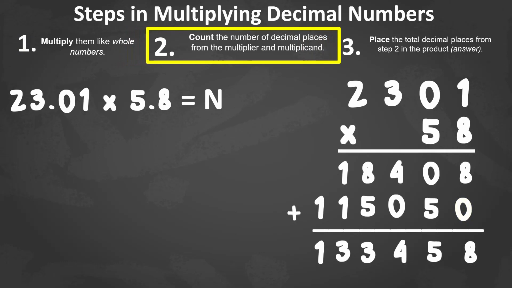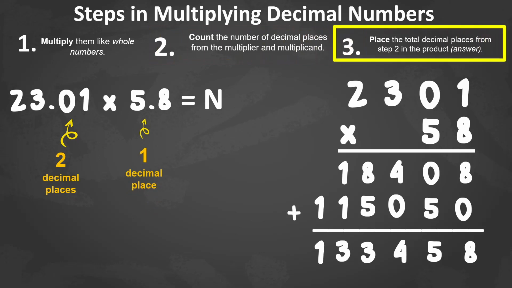Step number 2 is to count the number of decimal places from the multiplier and the multiplicand. The number of decimal places from our multiplier is 2, since we have 0 and 1. There are 2 digits after the decimal point. Then for our multiplicand, we have 5.8. There is 1 decimal place.